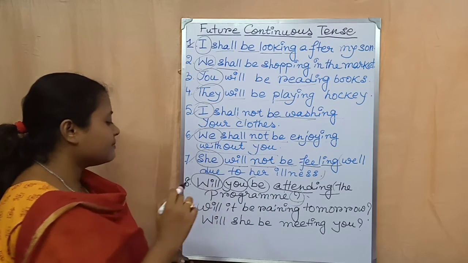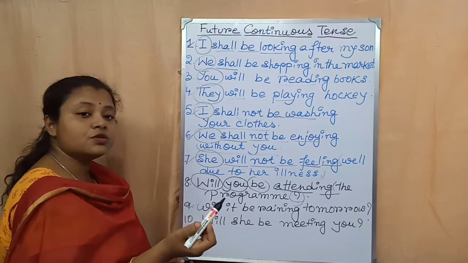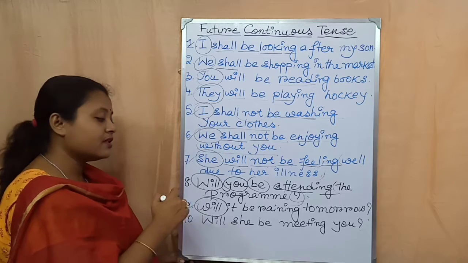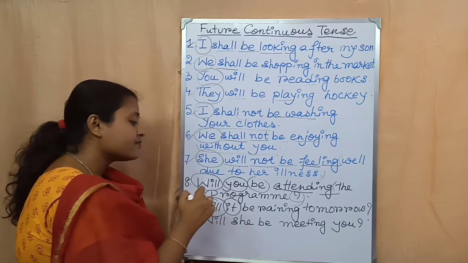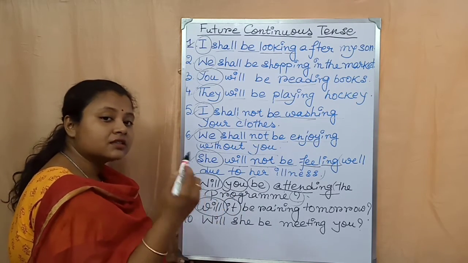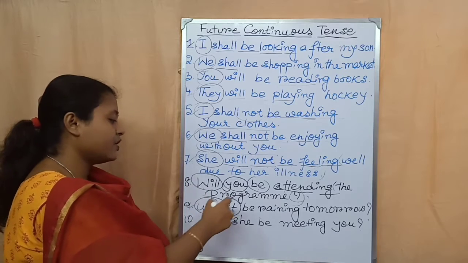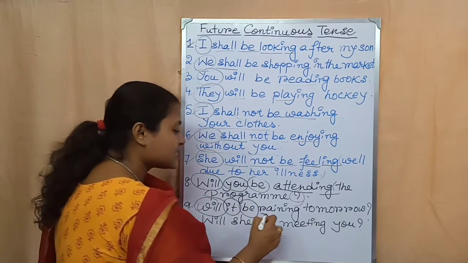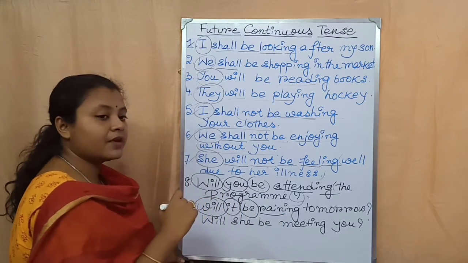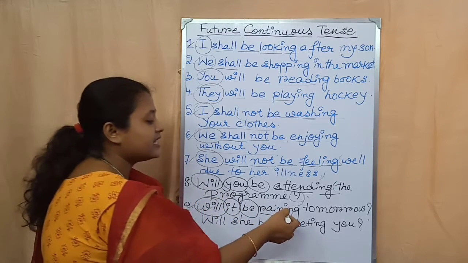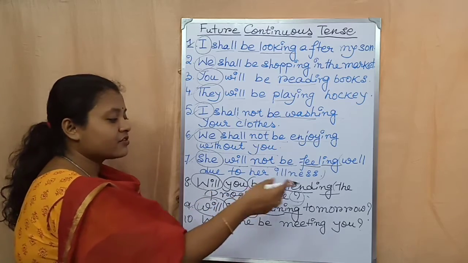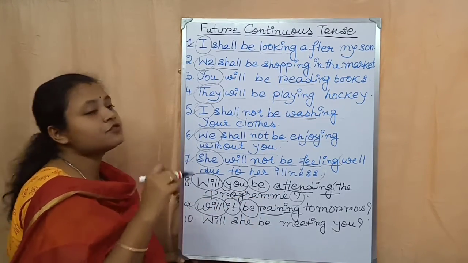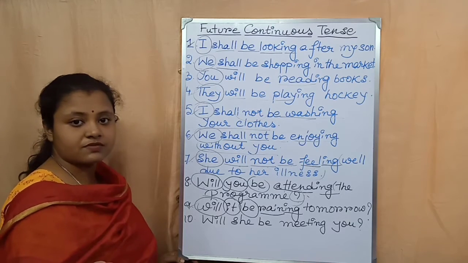Now come to number 9. Will it be raining tomorrow? Will. At first we have to write will. Then it. It means third person singular number. Will it. After that be. Next the present form of the main verb rain. Then ing. Then the rest of the sentence, and at the end the question mark. This is an example of future continuous tense in interrogative sentence.